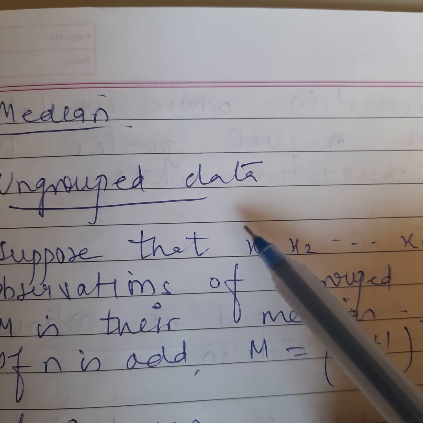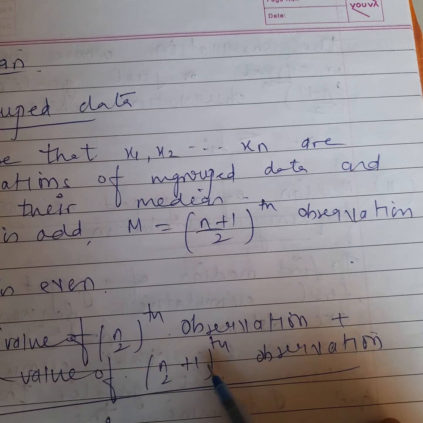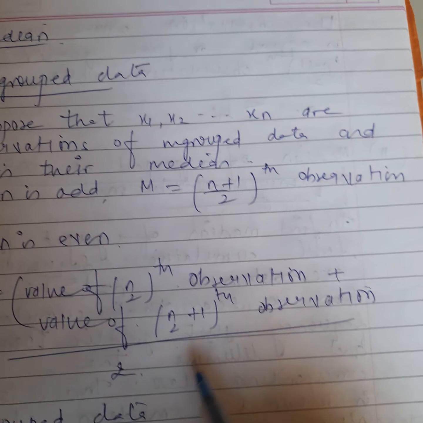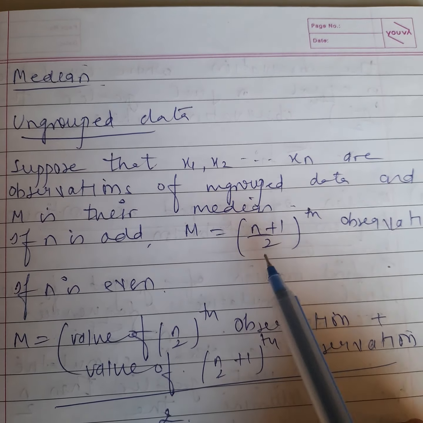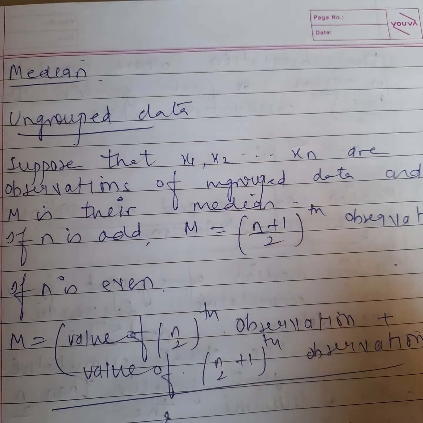Suppose that x1, x2 up to xn are n observations of ungrouped data and m is their median. Now, if n is odd, then m equals the (n plus 1) by 2 observation. If n is even, then the median can be calculated using the formula: the value of the n by 2 observation plus the value of the n by 2 plus 1 observation, whole divided by 2. So these two formulas are used when the data is ungrouped.